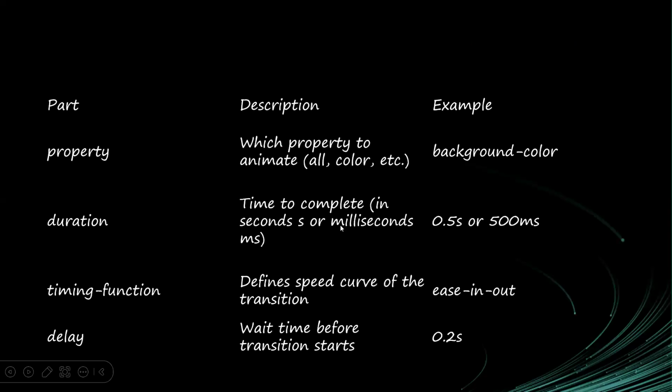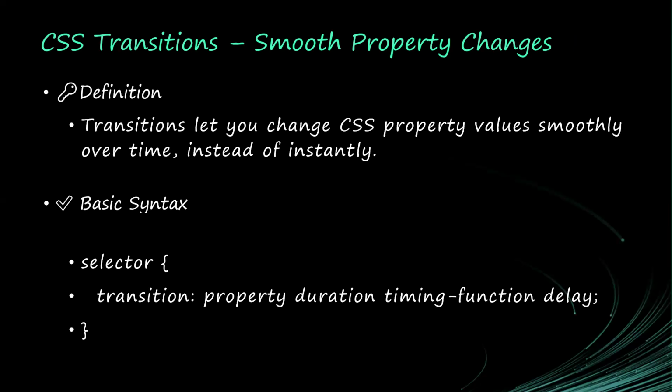There are some properties we need to take a look at, but let's go and try something out. Most times these transitions need triggers. So something has to happen. Let's say a user hovers over the button or hovers over the element. An event needs to happen for this transition to come into play.